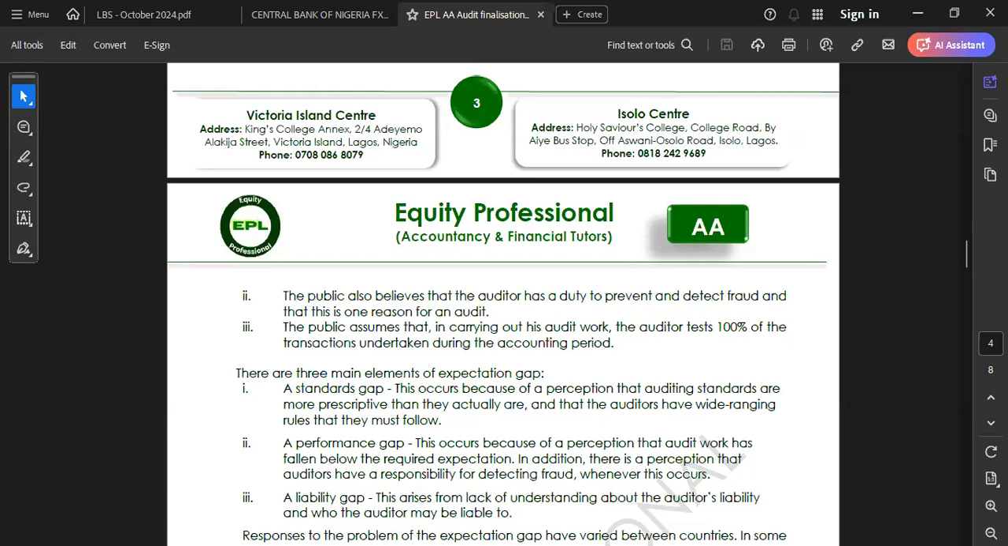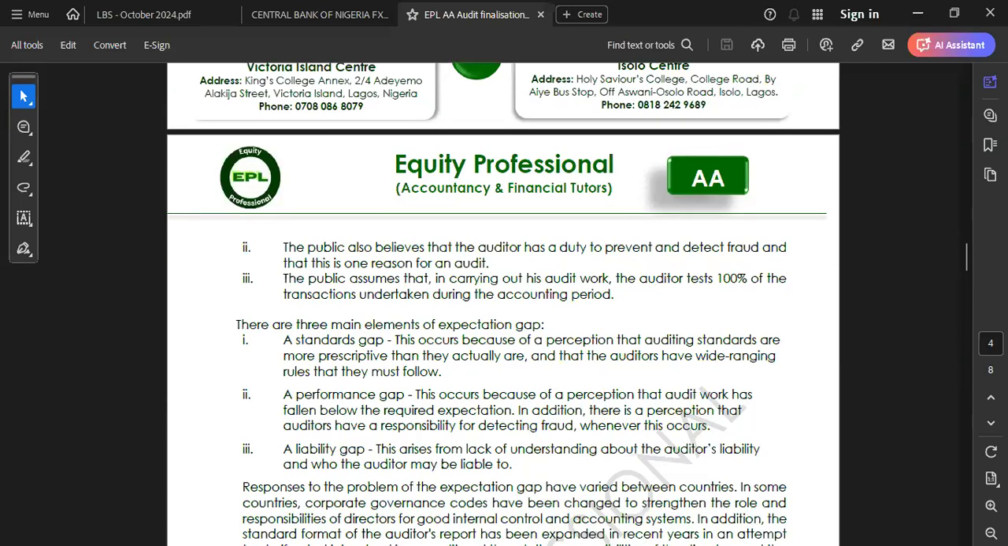Then the second is performance gap. Now, a lot of people believe this is the perception that audit work has fallen below standard. That when you say auditors should come, there is no big deal about the work. That the work is not achieving much. That if they can't, they are saying it's not their responsibility for discovering fraud or detecting fraud. Then the work doesn't have the expectation being met.